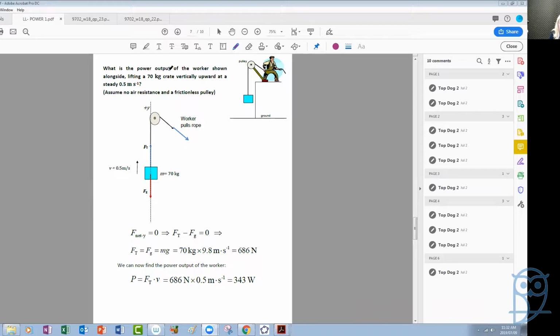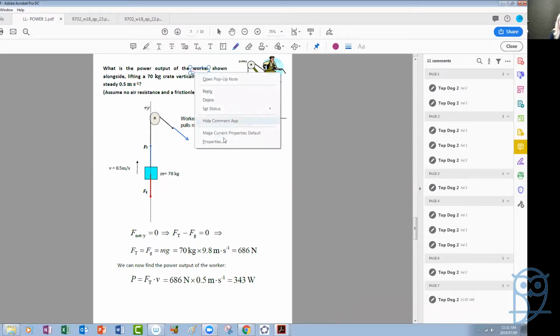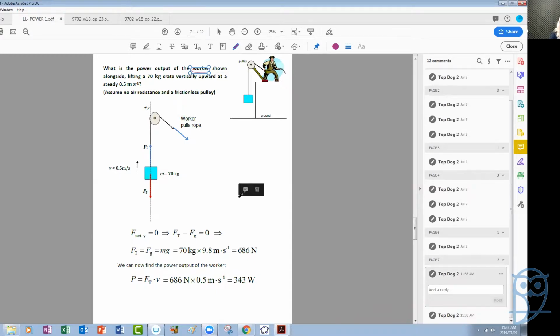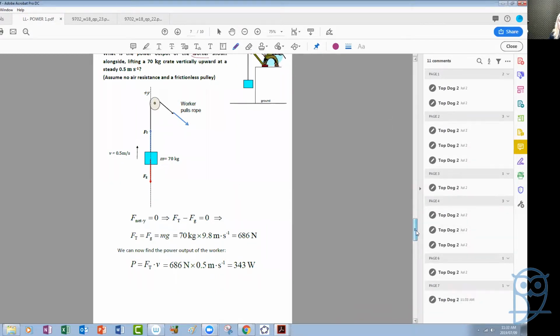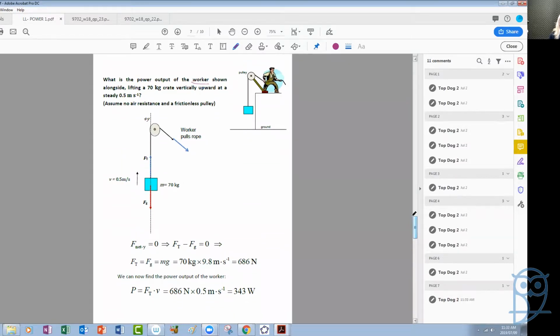What is the power output of the worker? This worker. Let me start again. What is the power output of the worker shown alongside, lifting a 70-kilogram crate vertically up at a steady speed of 0.5 meters per second? So we know that this man is lifting this object, which is 70 kilograms, at a steady speed of 0.5 meters per second. Steady speed means that all the forces acting on this crate are balanced.